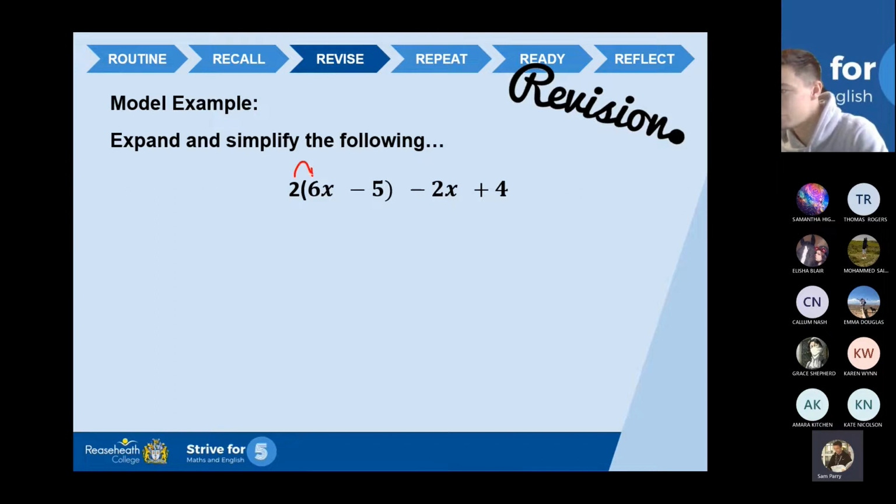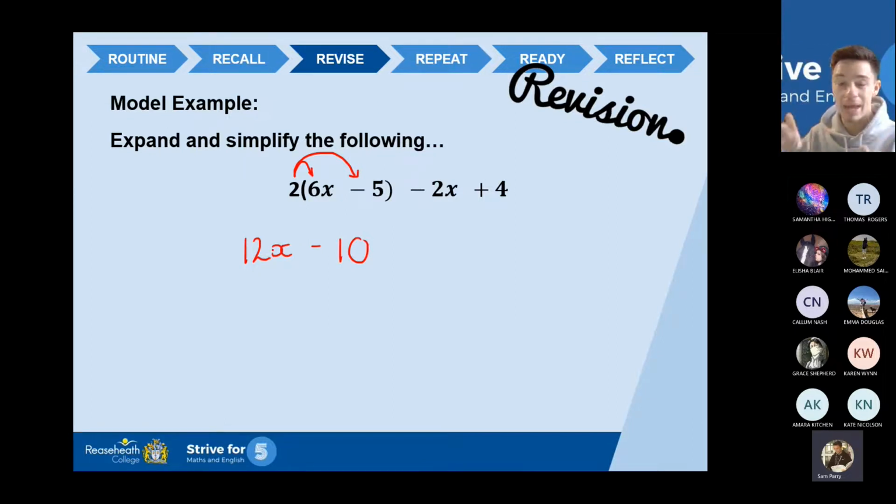So 2 times by 6 is 12, and then I've got 12x, okay? 2 times by minus 5, well, that's going to be minus 10. And then the brackets are gone. Now, the cool thing here: if you've got 12x minus 10, that's a mark. Just for doing that, not doing anything more, you pick up a mark for expanding those brackets, okay? Then bring down the rest of it. So we've got minus 2x plus 4, okay?